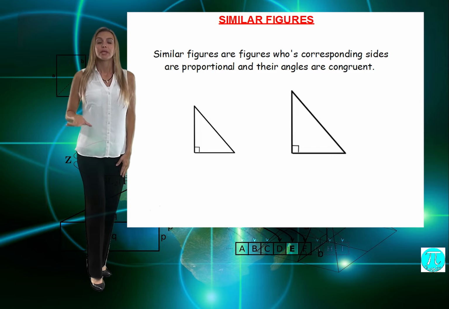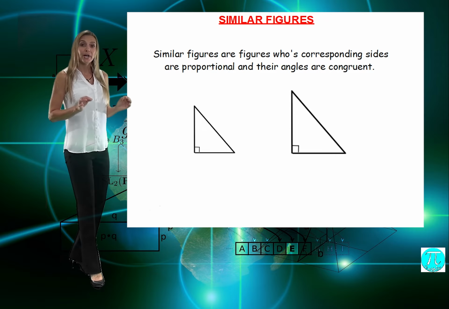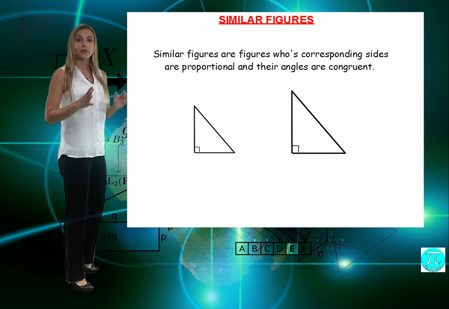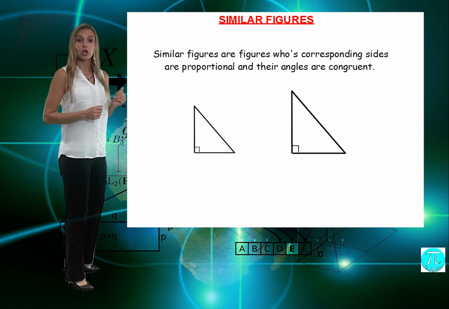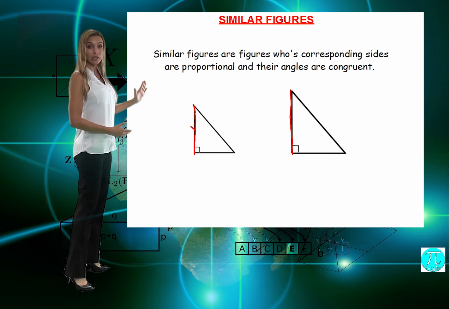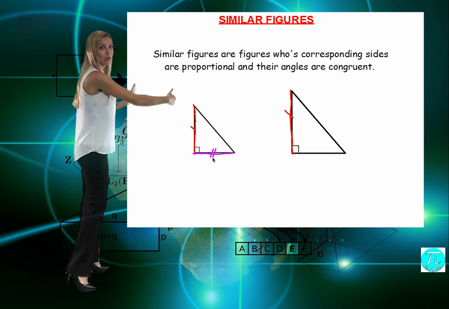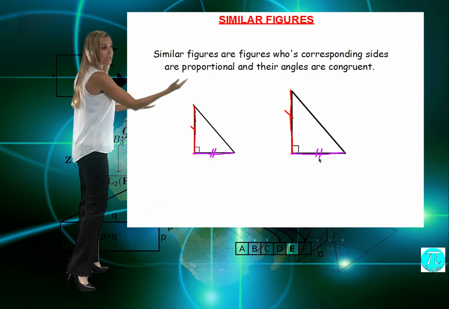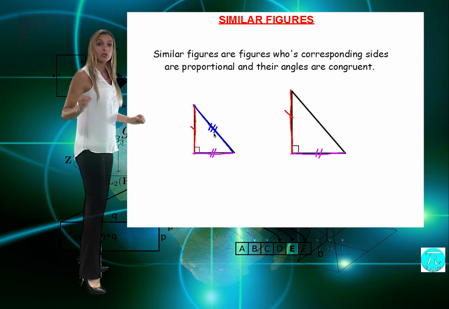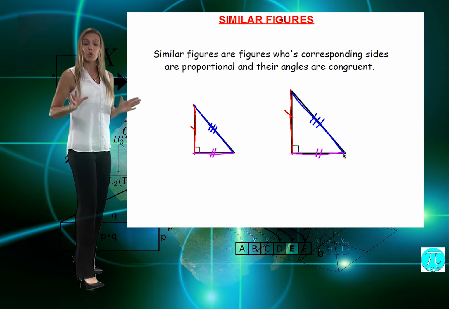Similar figures. Similar figures are shapes that look alike, but will be different sizes. Similar figures are figures whose corresponding sides are proportional. Well, let's see. If I have a height on this triangle on the left, it corresponds to the height of the triangle on the right. The same with the base to the base and the hypotenuse to the hypotenuse. Those are corresponding sides, and they should be within a proportion.